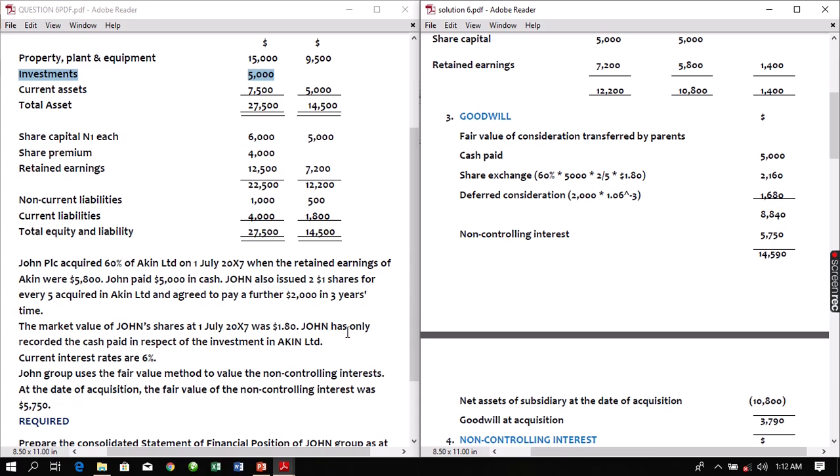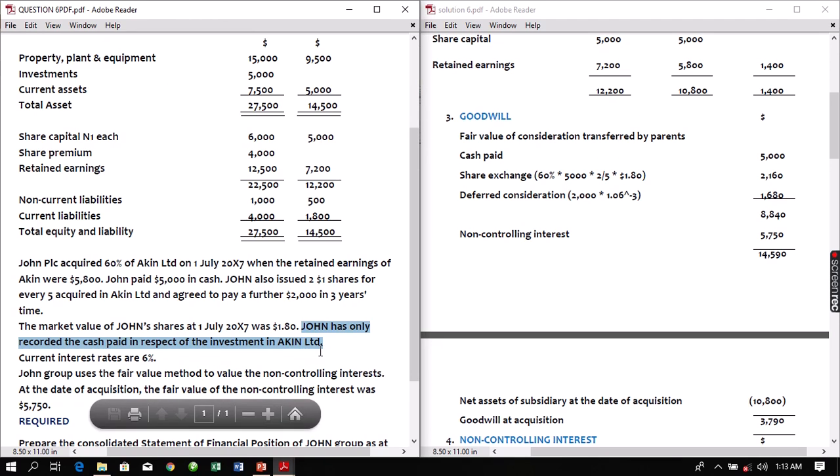Why? Because they told us something in this question. Let us check again. They said John paid 5,000 in cash. He also issued shares, but they now said John has only recorded the cash paid in respect of the investment. So which means the share exchange has not been accounted for before. The deferred consideration has not been accounted for before. The reason why it is showing 5,000 is because the only thing they've accounted for before is the cash of 5,000.